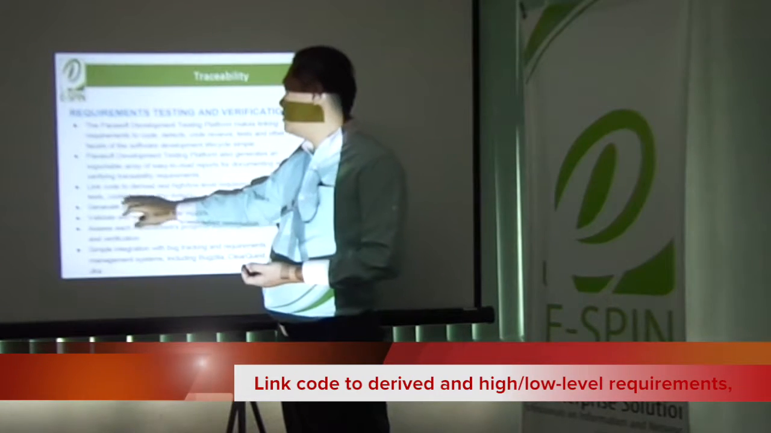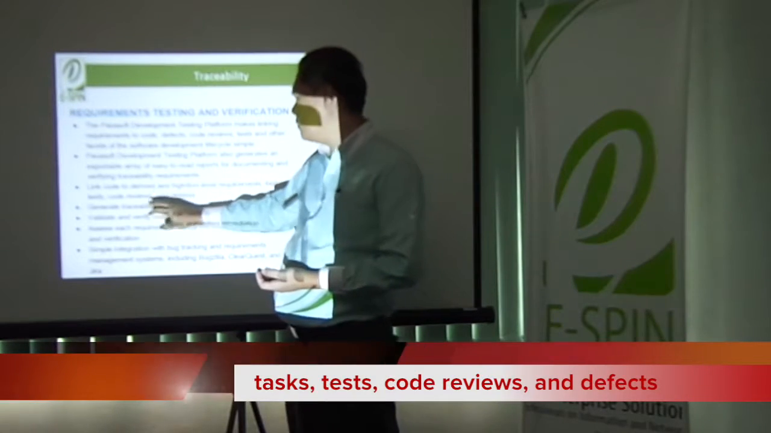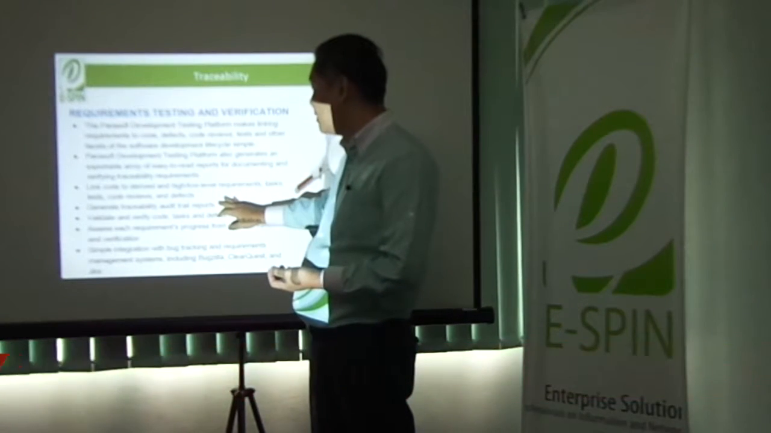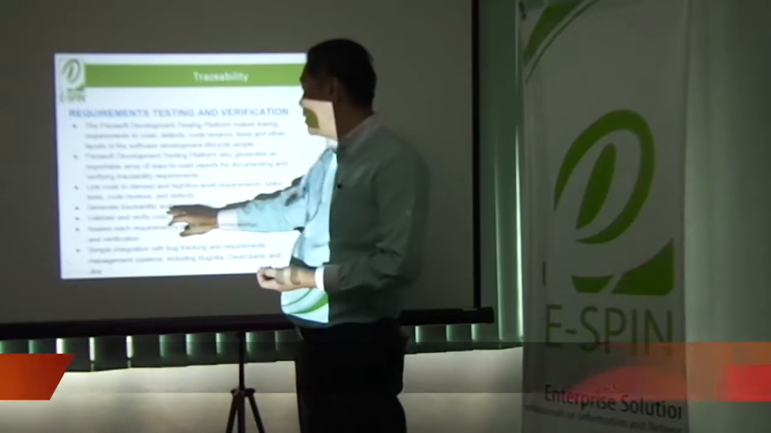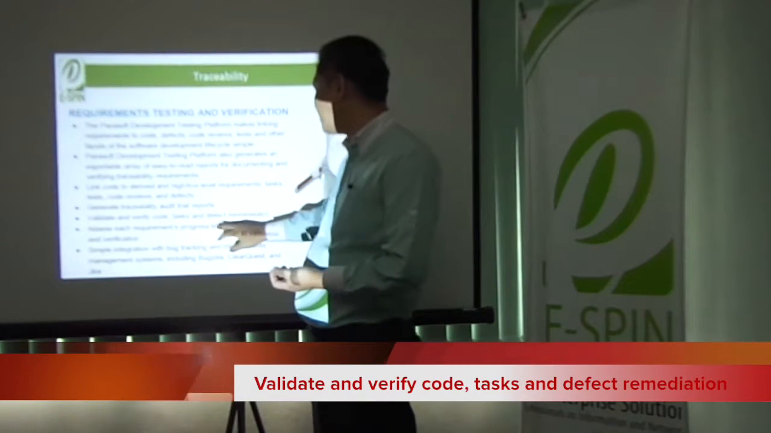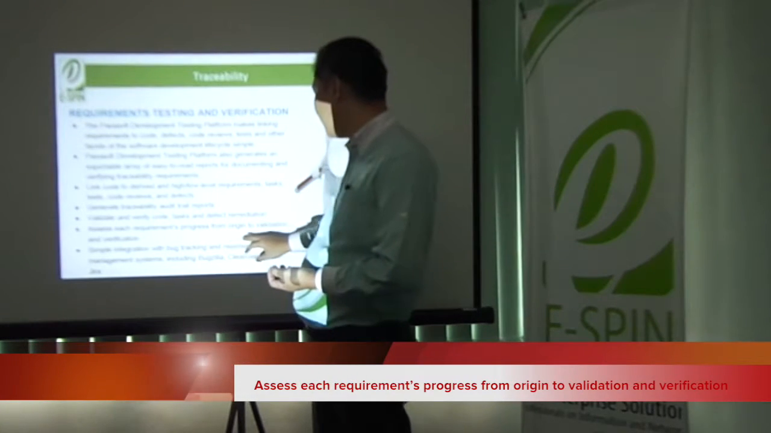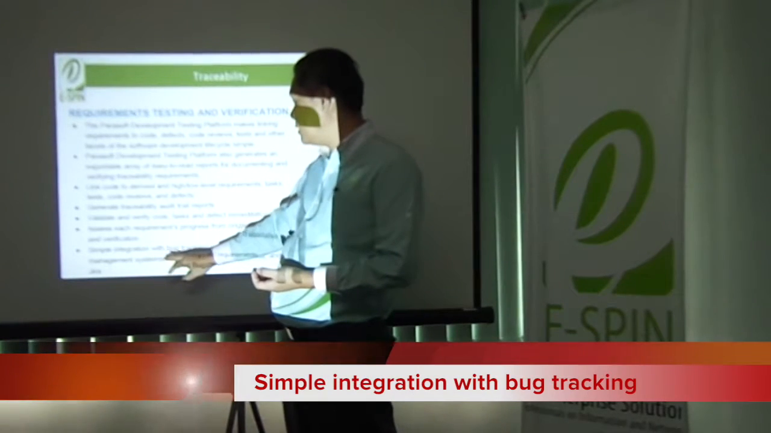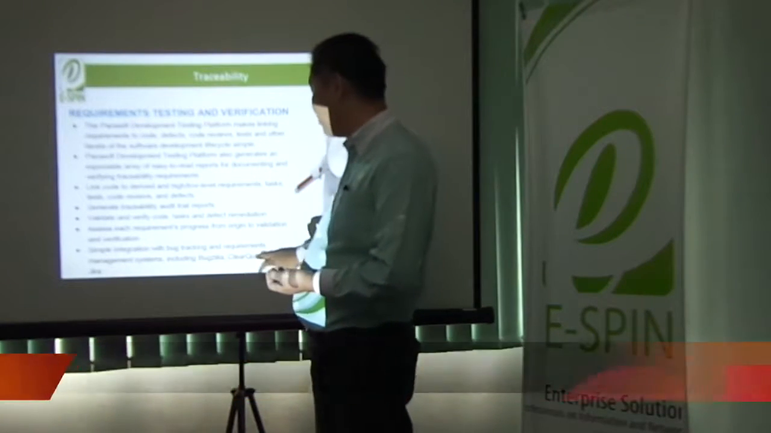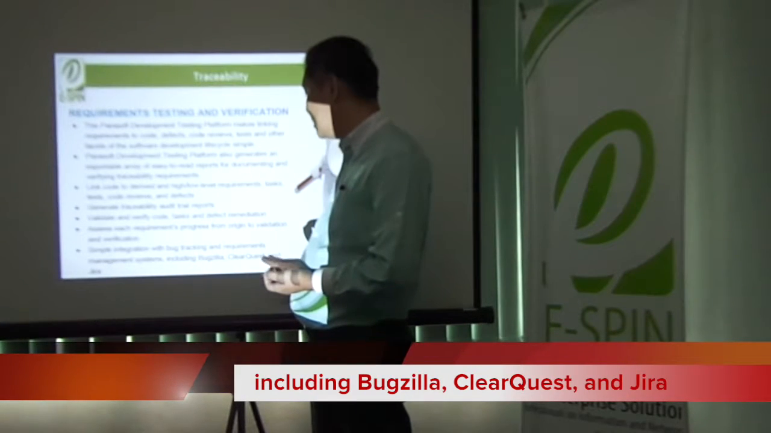Link code to UI and high-level and low-level requirements, tasks, tests, code reviews, and defects. Generate traceability audit trail reports, validate and verify code, tasks, and defect recommendations, and assess each requirement's progress from original to validation and verification, with simple integration with bug tracking and requirement management systems such as Bugzilla, Jira, and Bugzilla.